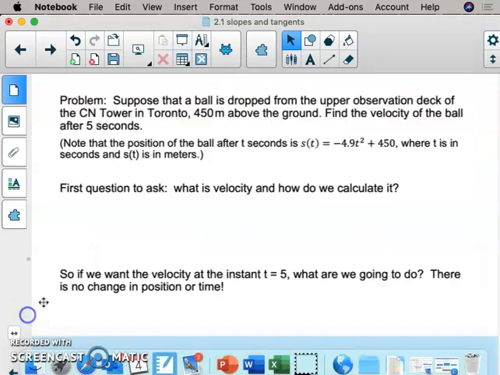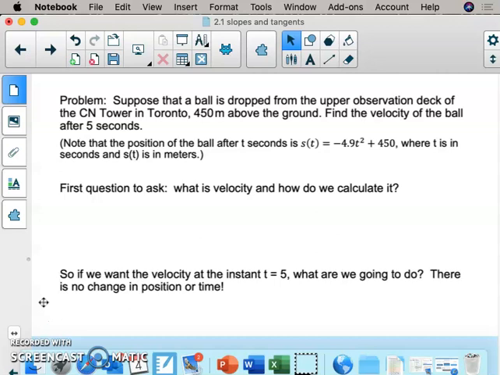Brain break. Suppose that a ball is dropped from the upper observation deck of the CN Tower in Toronto, 450 meters above the ground. Find the velocity of the ball after 5 seconds. So you have dropped a ball off the top of this building, and after 5 seconds, you want to know how fast is it going at that moment, right?